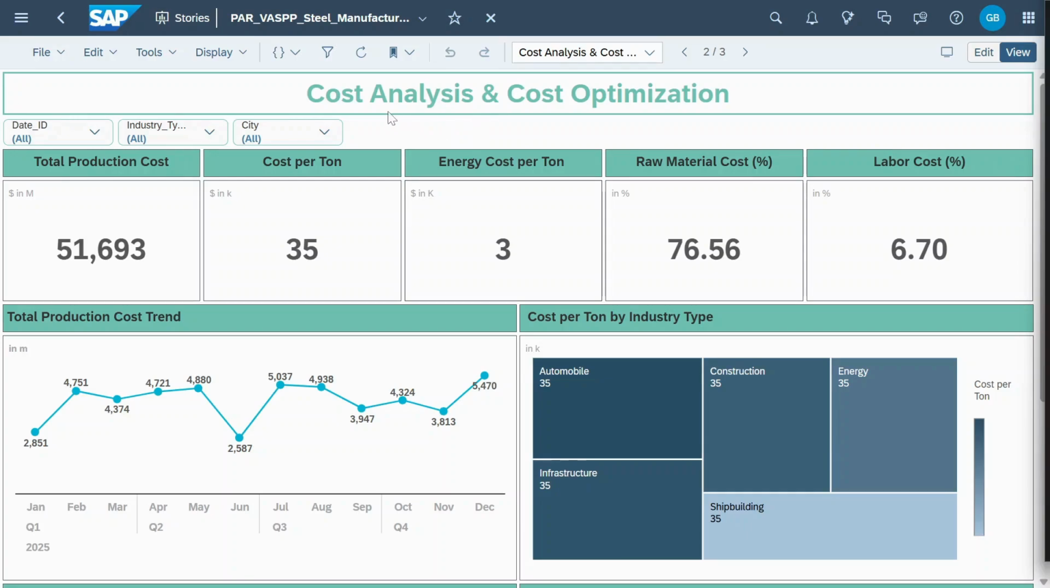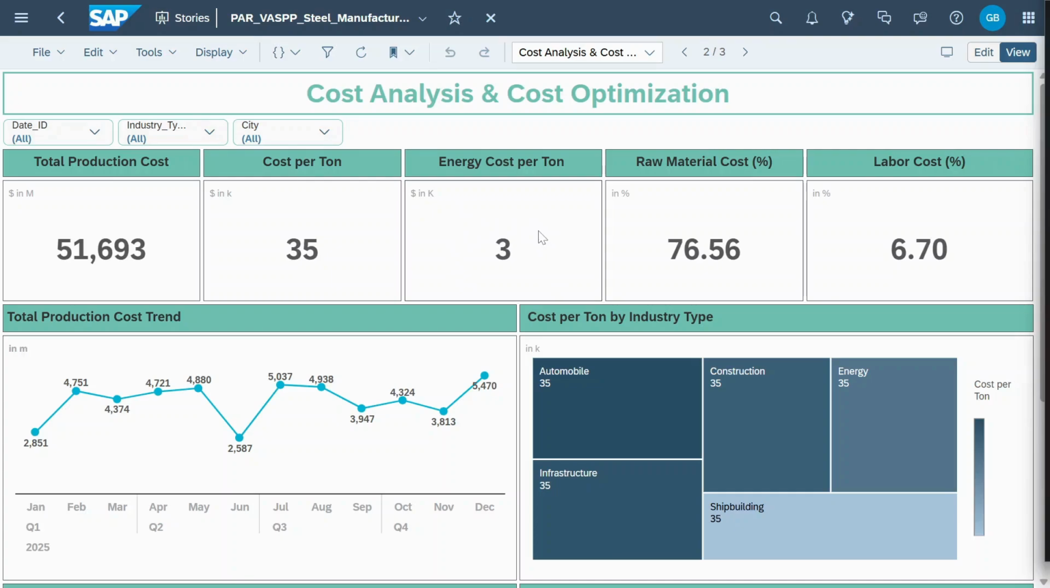We begin with the key financial KPIs. The total production cost currently stands at $51,693 million, providing a clear picture of overall manufacturing spend. Next, cost incurred per ton is at $35,000, helping teams understand the unit economics of production. The energy cost per ton stands at $3,000, highlighting the impact of energy consumption on overall cost.